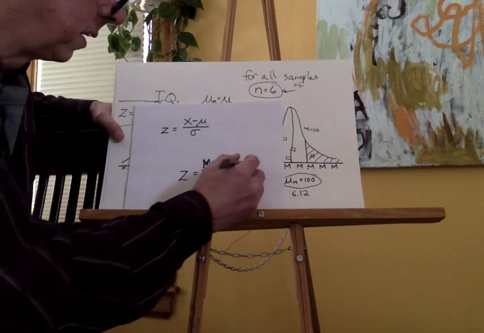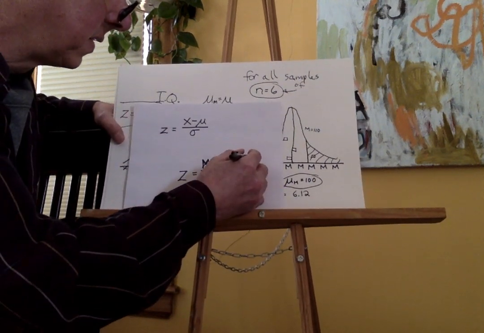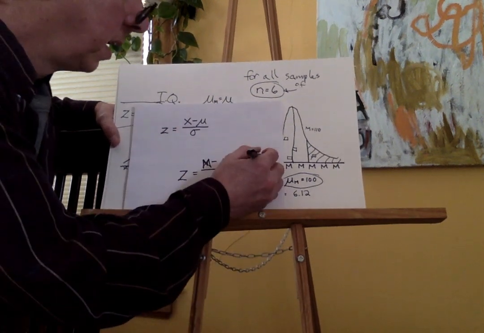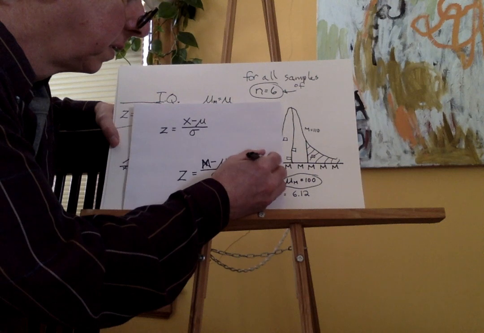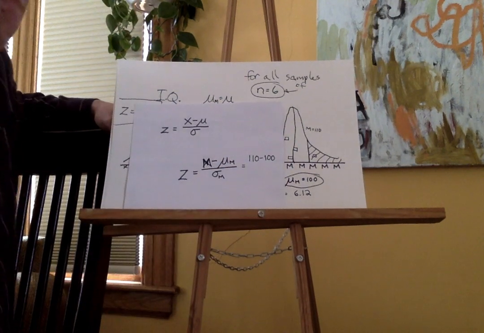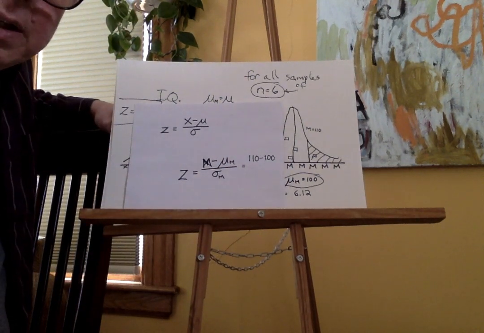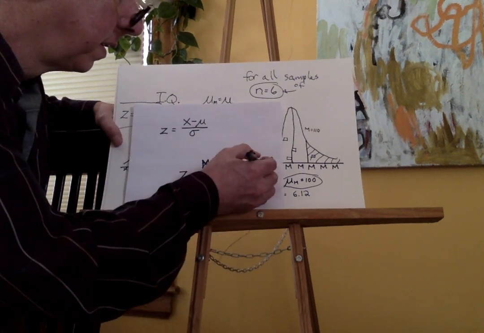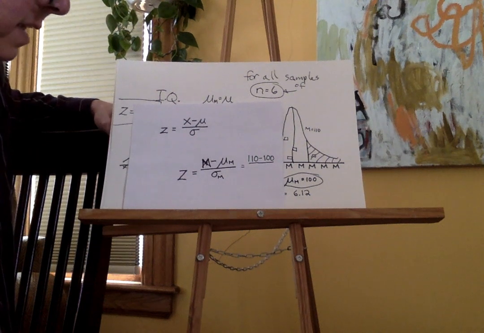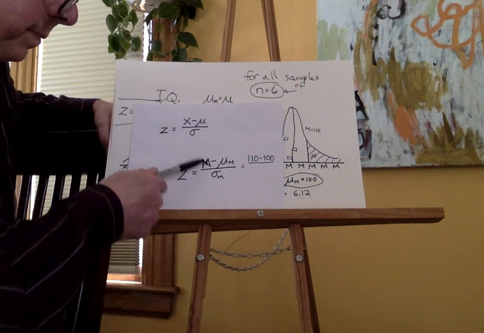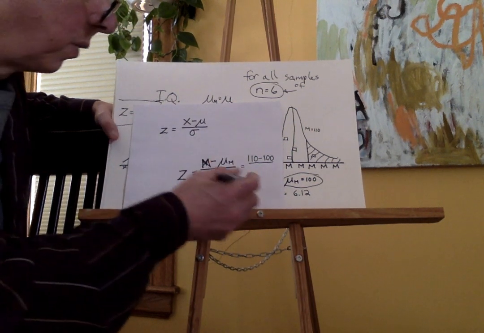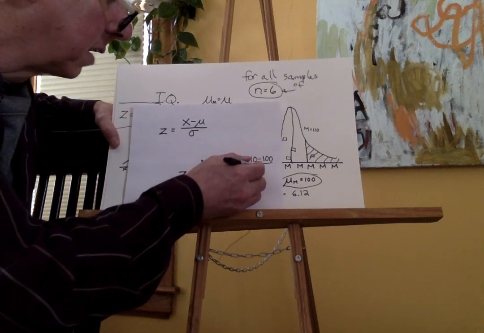So here's what it looks like. Mean for my sample, 110, okay? I'm going to subtract 100. That is, I'm going to compare 110 to the overall mean of 100. Now I'm going to divide not by the standard deviation, but by the standard deviation of the sampling distribution, okay? So we've already calculated that. That's going to be 6.12.